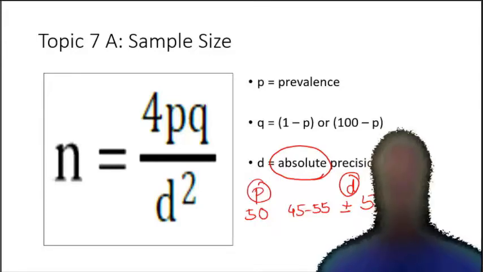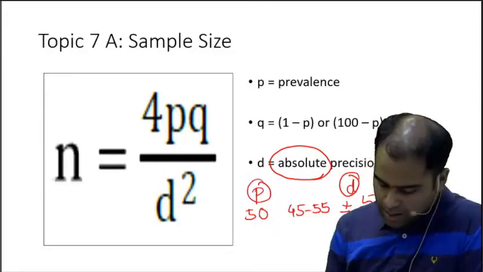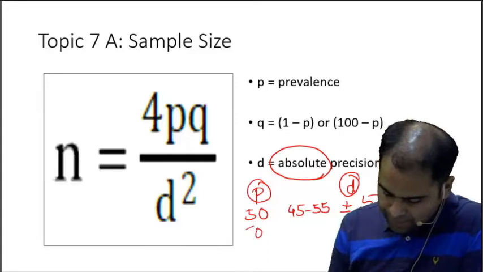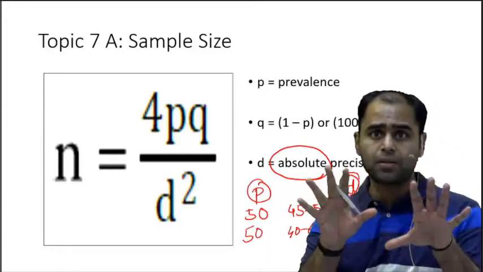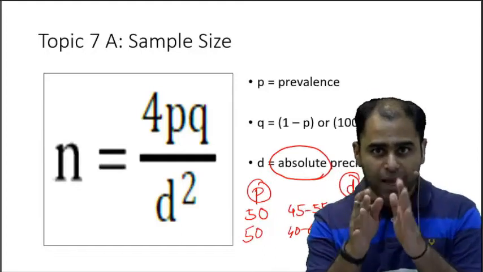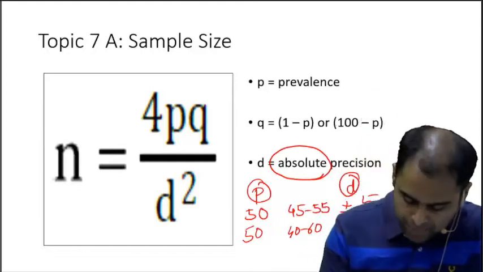Fine? Yes? Now imagine this is 50 and I say this is 40 to 60. Then the D will be plus or minus 10. So you have to apply this. Another thing I would like to say.